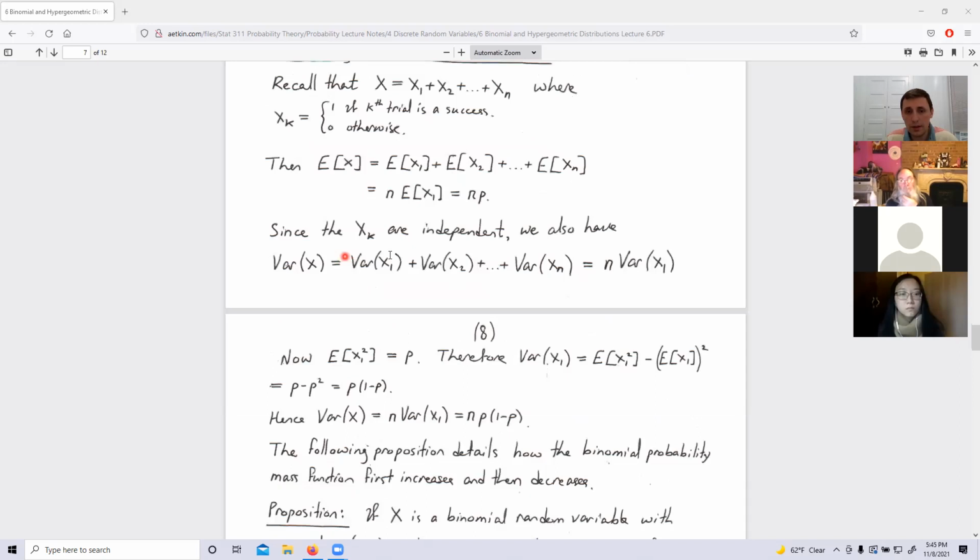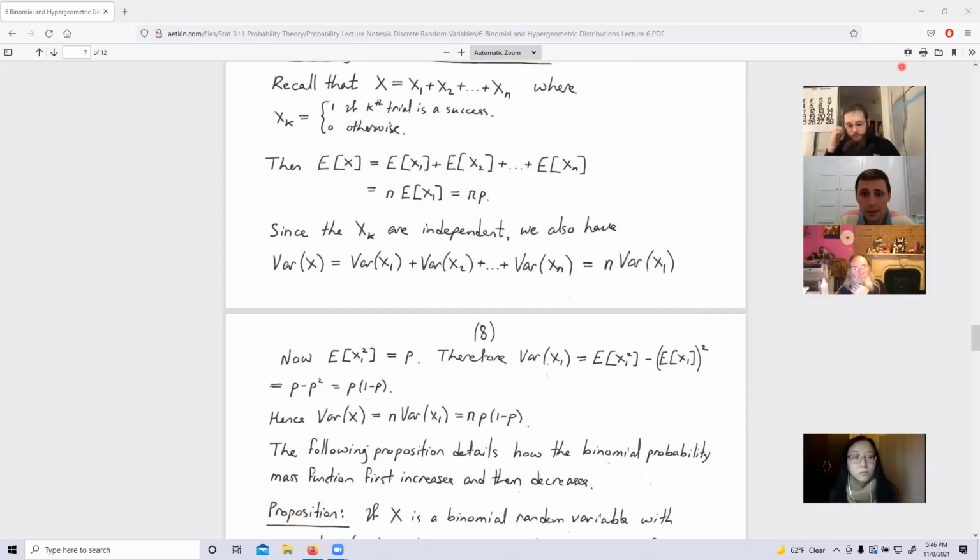So in variances, again, are all the same. We have n times variance of x1. What's variance of x1?